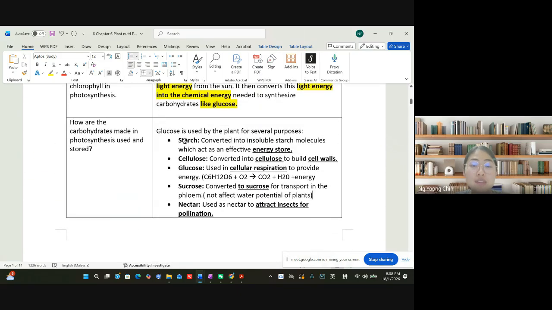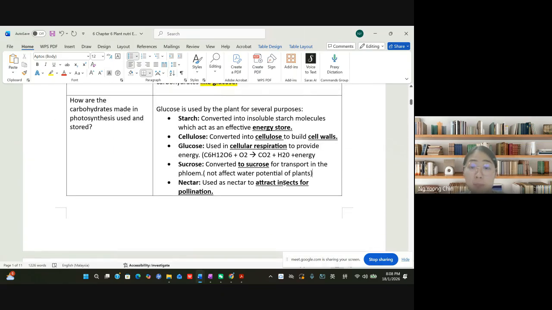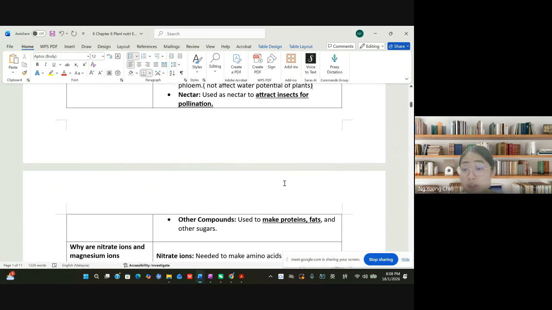Also, glucose can be converted to other kinds of compounds. Actually, glucose can be converted to protein and fat also. This not only occurs in plants, it also occurs in animals. We also can use glucose to build our proteins and fats.